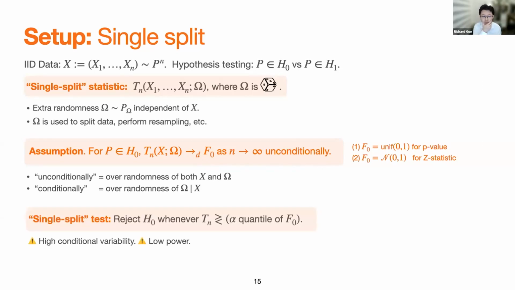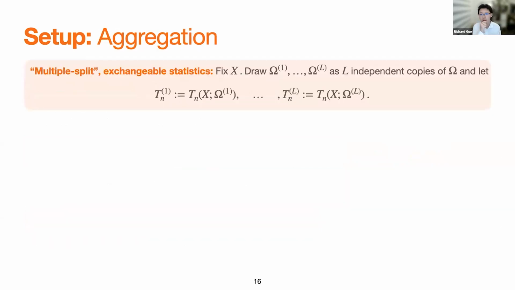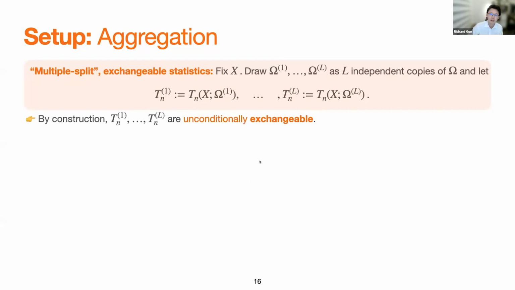So the randomized procedure single split test is just to compare one realization of this randomized procedure against the alpha quantile of this asymptotic null distribution and decide whether you want to reject the hypothesis. So now imagine we run the same procedure multiple times. I get Tn1 through TnL by applying L independent rounds of your procedure on your data X. I call this vector of the statistics the exchangeable statistics. Why are they exchangeable? Because conditional on the data, they're just IID because the randomness is IID. So marginally over the data, they're unconditionally exchangeable.